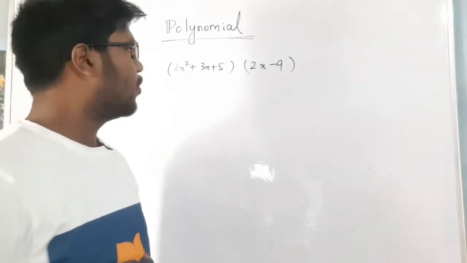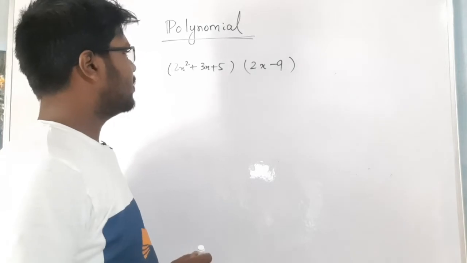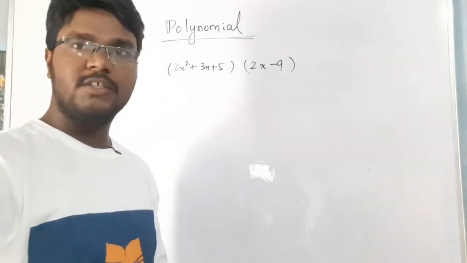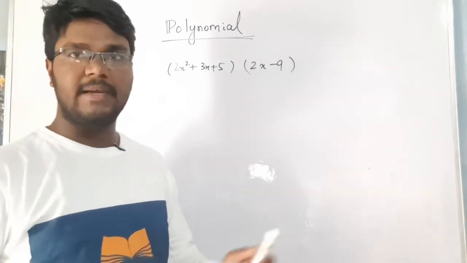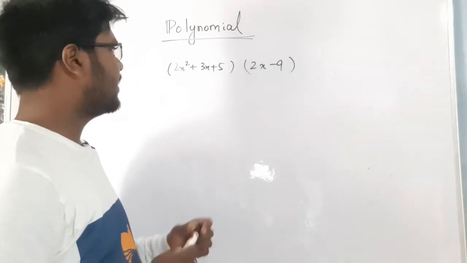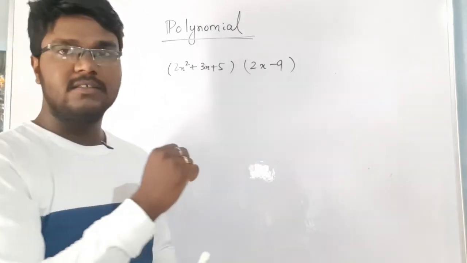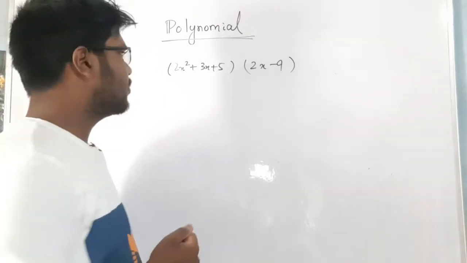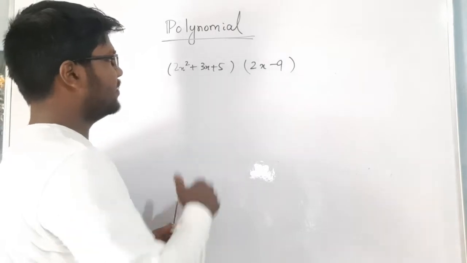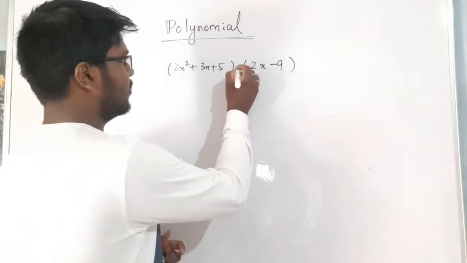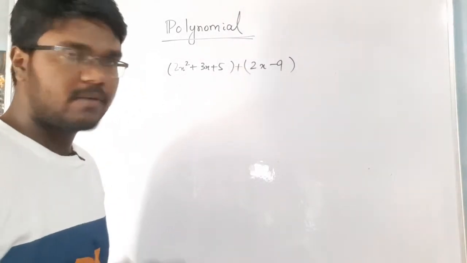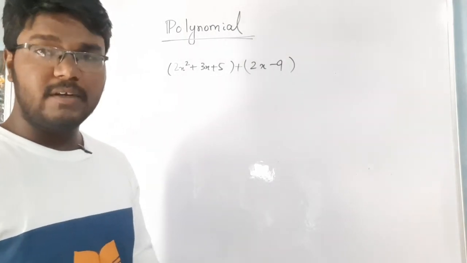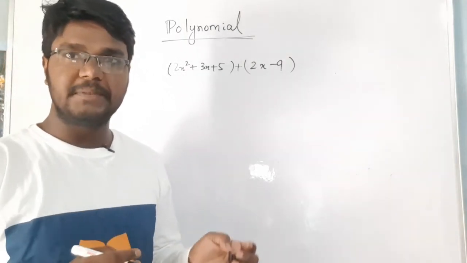So friends, we know about the addition of two polynomials, here 2x square plus 3x plus 5 and another 2x minus 9, and we know the addition, subtraction, product and division of two polynomials. So you see here we can add these with the plus sign and also subtract, and we can multiply. But now we will see about division.